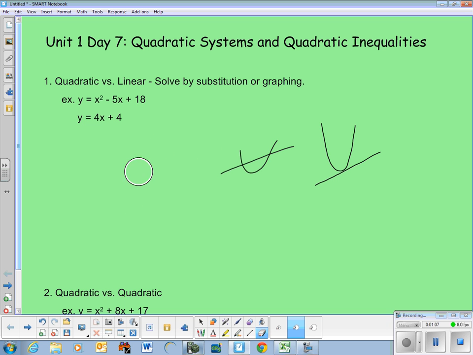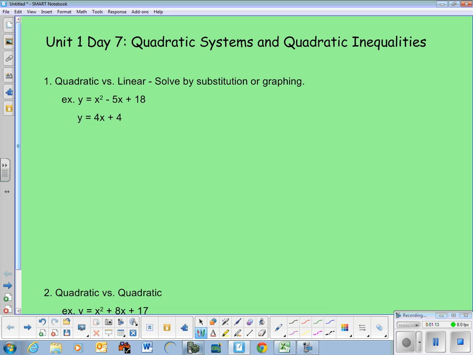So the first way we're going to find those answers is through substitution. Do it the algebraic way. And then we'll look at a picture of the graph and confirm what our answer said. Now this sets up nicely for substitution because the linear equation is already solved for y. So I'm just going to take what I see here and put it right there in place. So my equation then is 4x plus 4 is equal to x squared minus 5x plus 18.